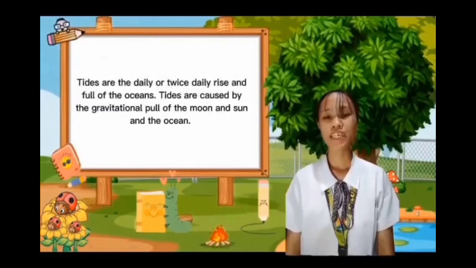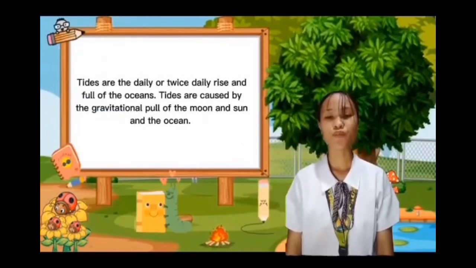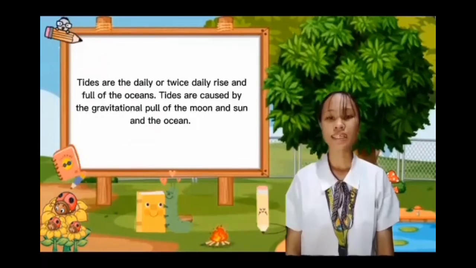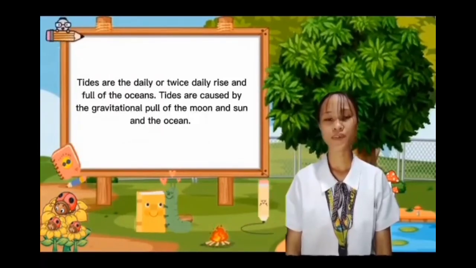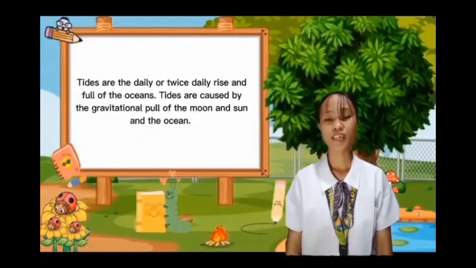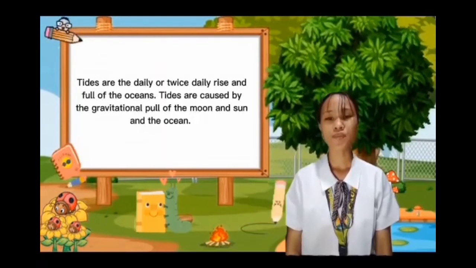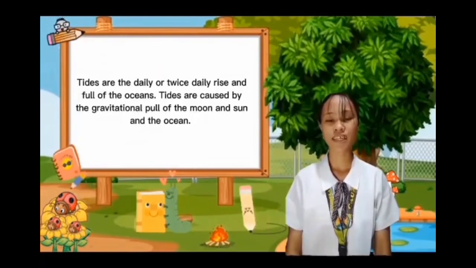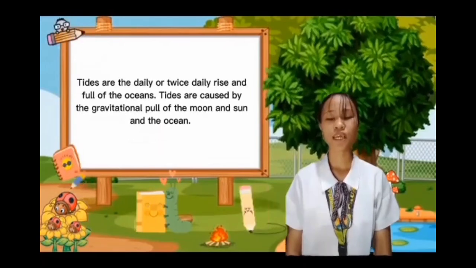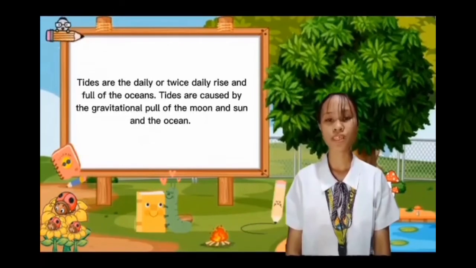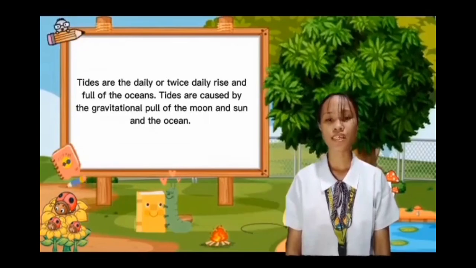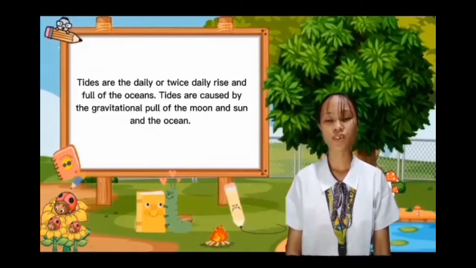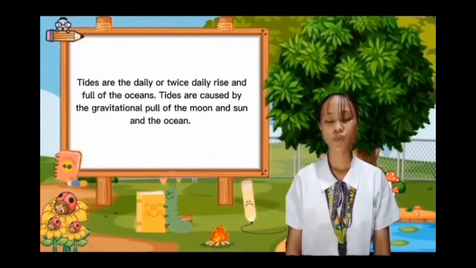Tides are the daily or twice daily rise and fall of the ocean. Tides are caused by the gravitational pull of the moon and the sun on the ocean. The highest tides are called spring tides. Spring tide happens when the earth, sun, and the moon are lined up in a row. This happens every 2 weeks during new moon or full moon. The increased effect of the sun's gravity on earth causes the ocean tides to be larger than usual.